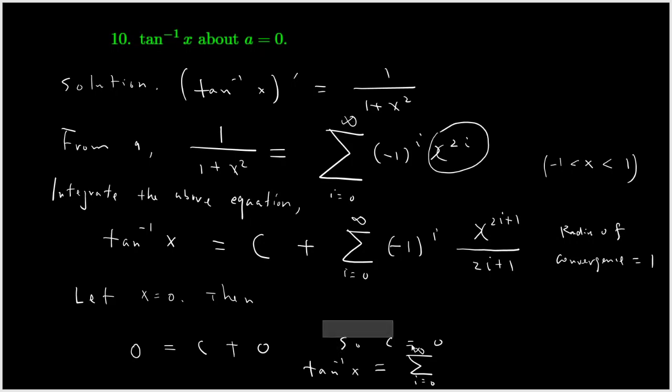Can I write this so? I think you can follow. Okay. The c value is 0, so the representation of inverse tan of x is -1 to the power of i, right? And then in the numerator you have x to the power of 2i plus 1. In the denominator you have 2i plus 1.